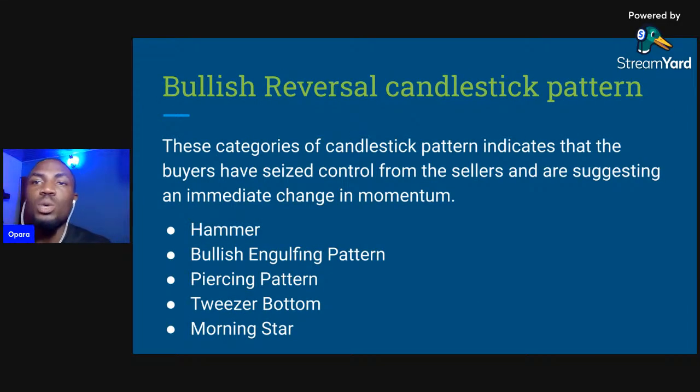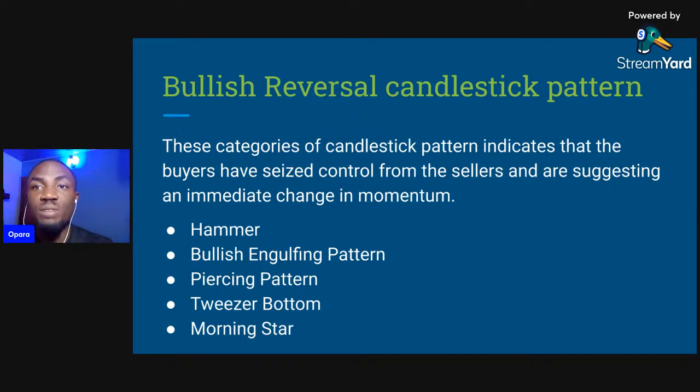So what are bullish reversal candlestick patterns? These are categories of candlestick patterns that indicate that buyers have seized control from the sellers, suggesting an immediate change in momentum. Look at it, the buyers have seized control. Now, let me give you this in more relatable terms. When we say bullish reversal candlestick patterns, it means that the moment you see one, the price is going to pump, the market is going to pump. That's what it means. Forget all the long grammar.